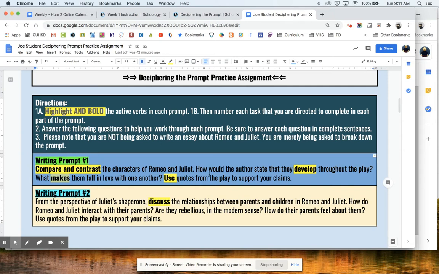Finally, it says to use quotes from the play to support your claims. And these usually come with many reminders. Use quotes to support, revise for mechanical and grammatical correctness, format it in MLA format. What follows the prompt usually has these detailed instructions.